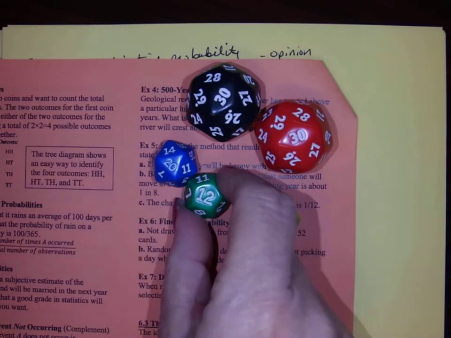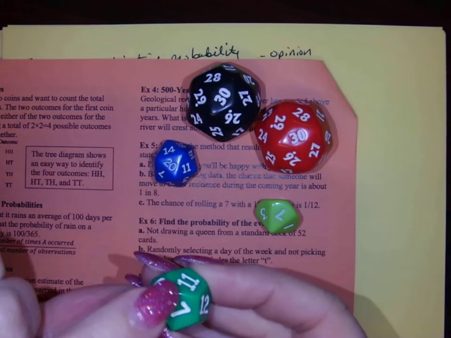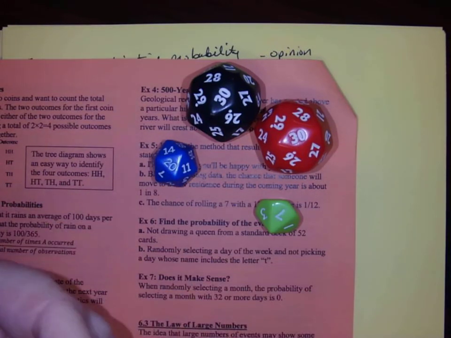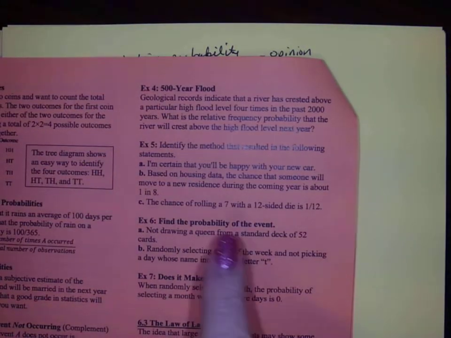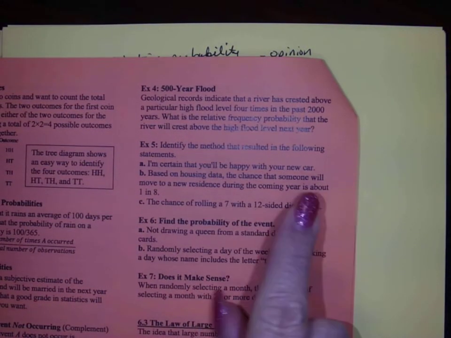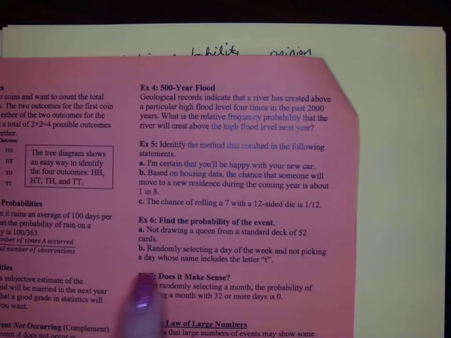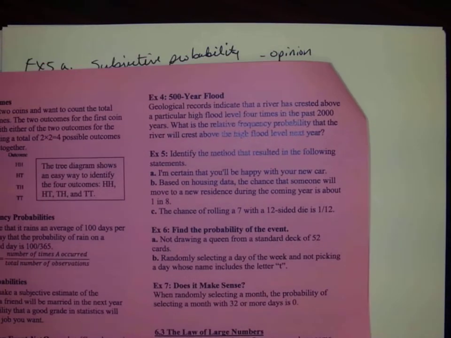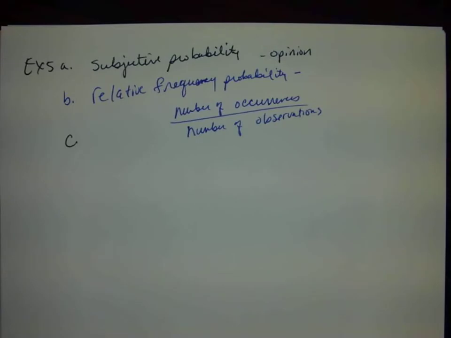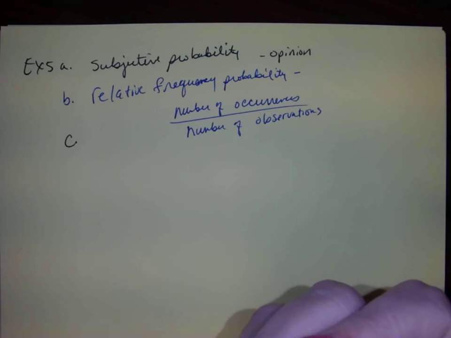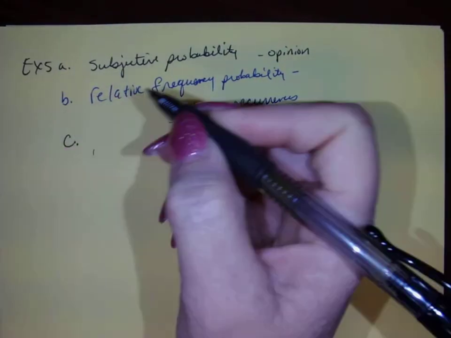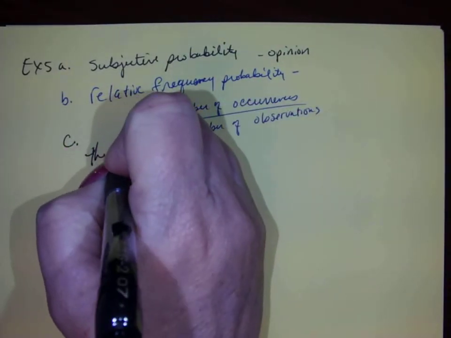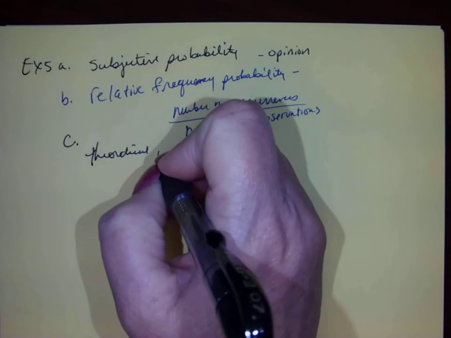But if we're looking at a 12-sided dice, rolling a 7, there's only one chance of rolling it out of all of the 12 sides. So it's going to be 1 out of 12. Now, what does that show us? If we're rolling a dice, that's a type of experiment, right? So the type of probability for this one is going to be theoretical. Theoretical probability.